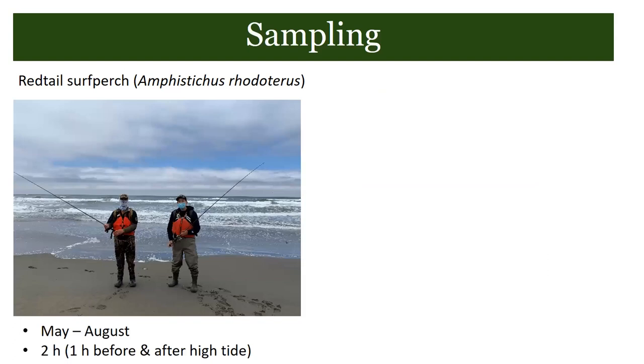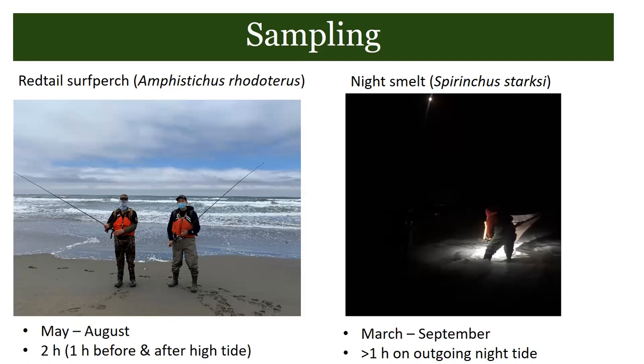Like I said, we're sampling in a slightly different way. For red-tailed surf perch, we mostly use hook and line fishing. We hire student workers to carry out this research. They sample from May through August at high tide, 1 hour before and 1 hour after. For Nice Melt, the work is done at night from March to September for at least 1 hour after, during an outgoing night tide.